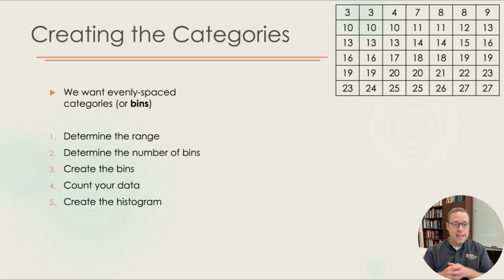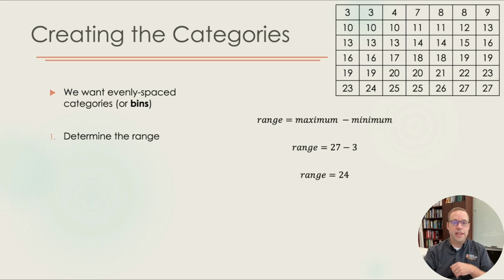The way we're going to do that is these 5 steps. We're going to first of all determine the range of our data. Then we're going to determine the number of bins that our histogram needs. And then using both of those pieces of information, we're going to actually create the bins. Then the final step in creating the categories is to count your data. Okay, those 4 steps are needed for creating the categories. The very last step is take those categories, create a bar graph with it, make yourself a histogram. Let me go through those first 4 steps here in this video with you.